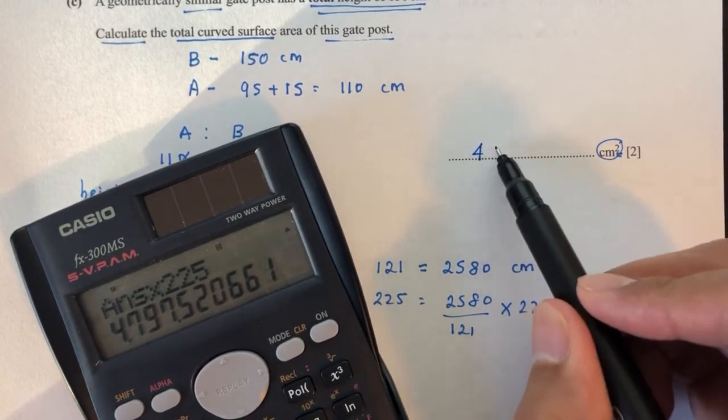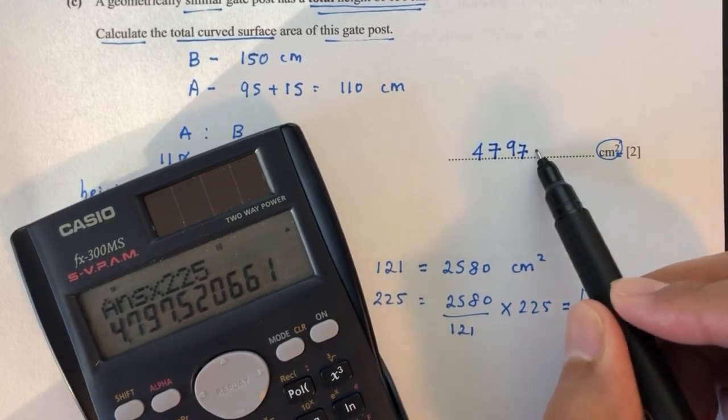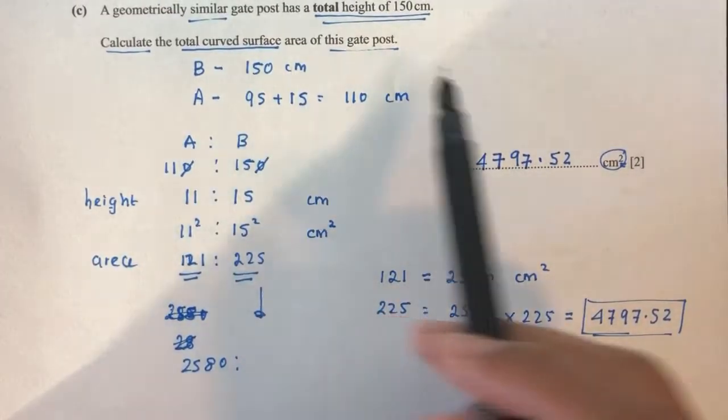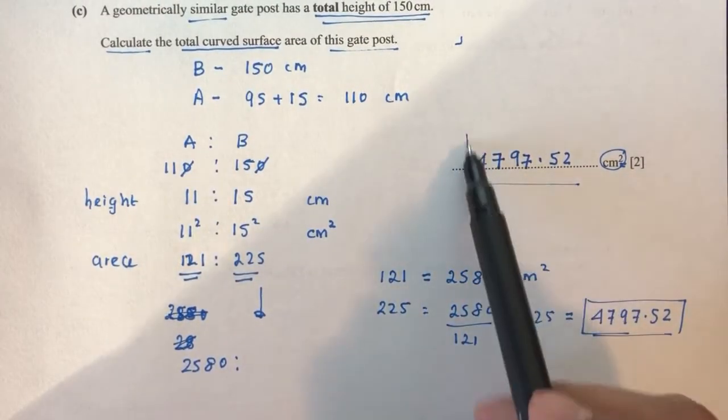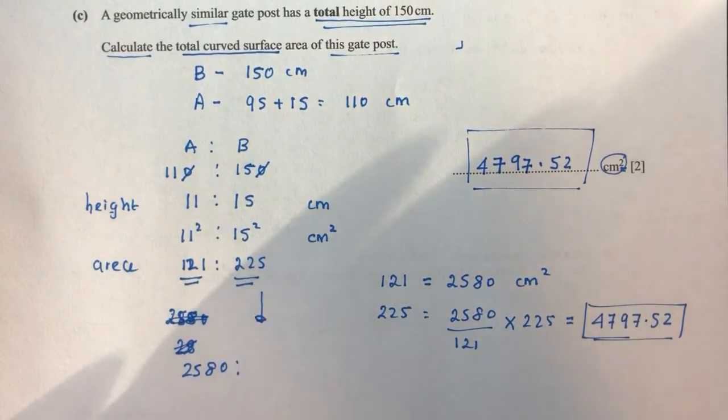So 4797.52. Here it didn't tell you to give your answer to any significant figures, so you can leave this as your answer for part C. And that will be question number 4.